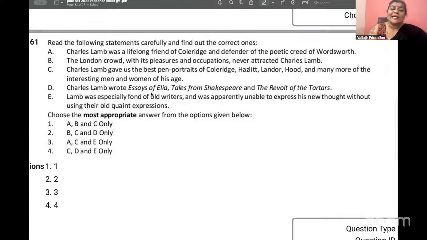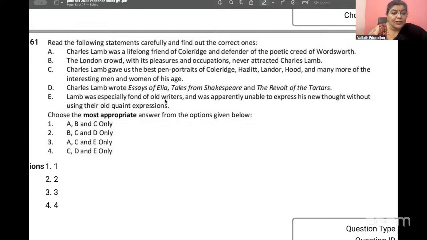Next. Charles Lamb wrote Essays of Elia. Yes. Tales from Shakespeare. Yes. Revolt of the Tartars is not by Charles Lamb. Anybody who studied encyclopedia or studied Charles Lamb or studied thoroughly would know. Revolt of the Tartars is, you're thinking, is it by Hazlitt? Is it by Leigh Hunt? Maybe Hazlitt. It is not Charles Lamb. You should know that. This whole five sentences is actually about who wrote Revolt of the Tartars. Because if you know that this is not Charles Lamb, you will get the answer. You know D is surely wrong. Okay? Then this cannot be the answer. 2 cannot be the answer. 4 cannot be the answer. And look at E. Charles Lamb. So it must be A, 1 or 3.